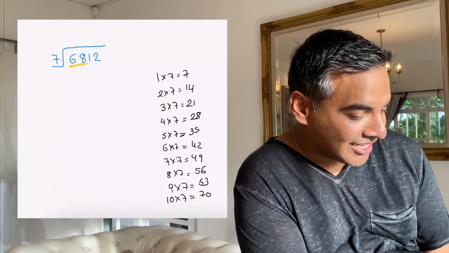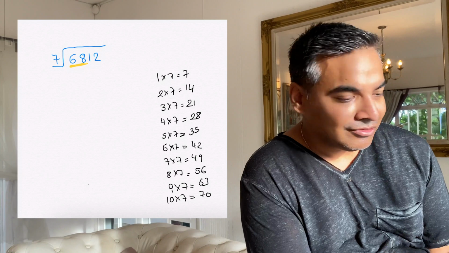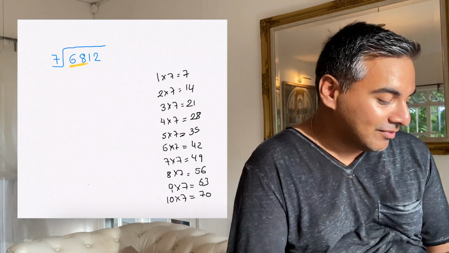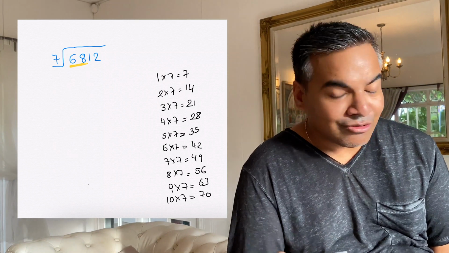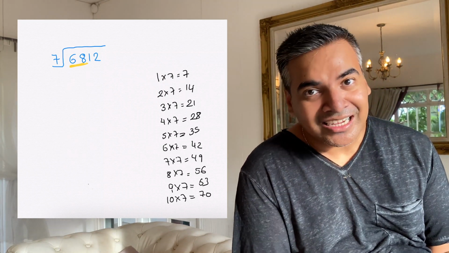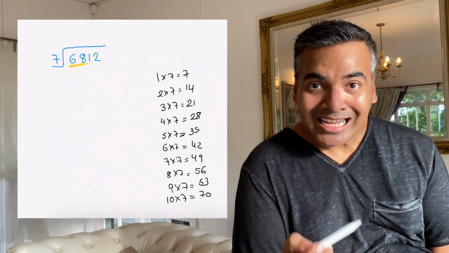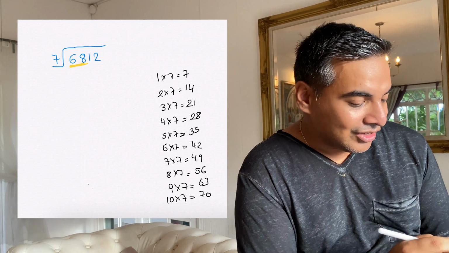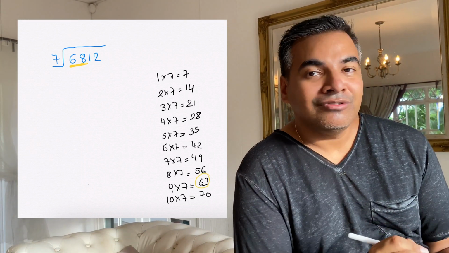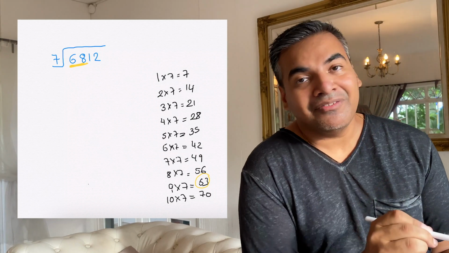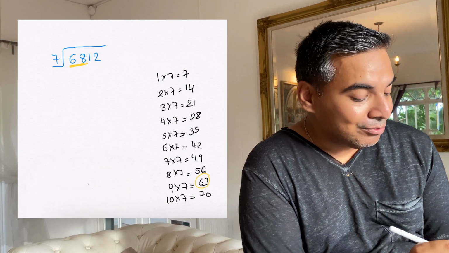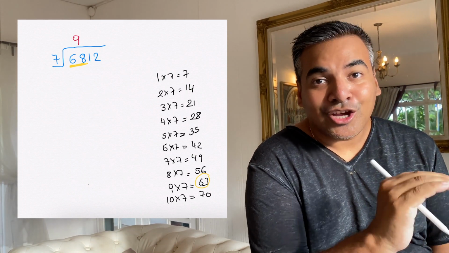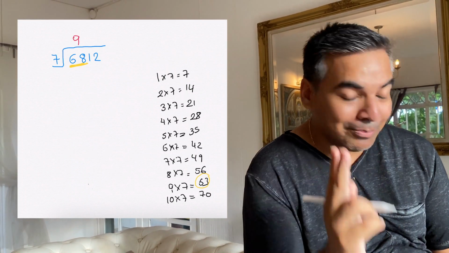If we scroll down the list to the numbers on the right of the table, we get 7, 14, 21, 28, 35, 42, 49, 56, 63, 70. So the closest number is actually 70. However, we need to take the one which is less than 68. Therefore, that number is 63. So we circle that number in our table, and then we say 9 times 7 equals 63. Therefore, we write the 9 above the line, on top of the line. That's step number 2.